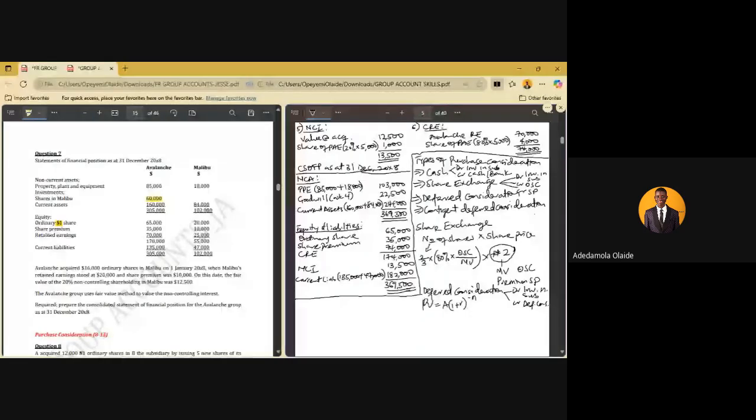Then the contingent here simply means that the payment is relying on the occurrence or non-occurrence of another event, which is mostly out of the entity's control. What do I mean by that?